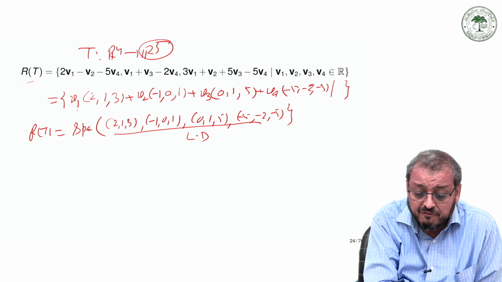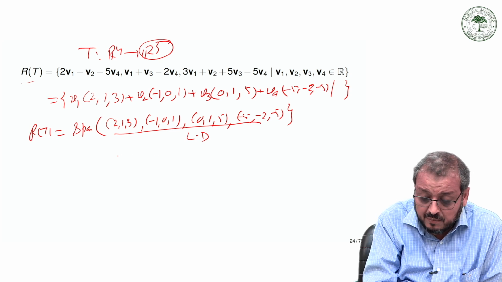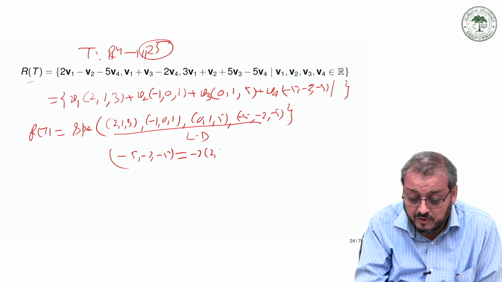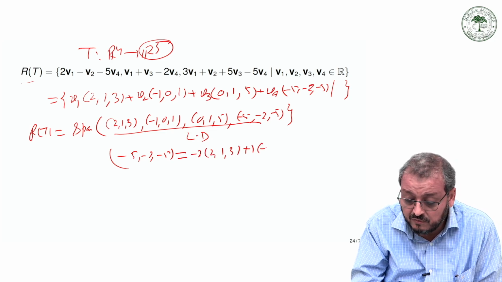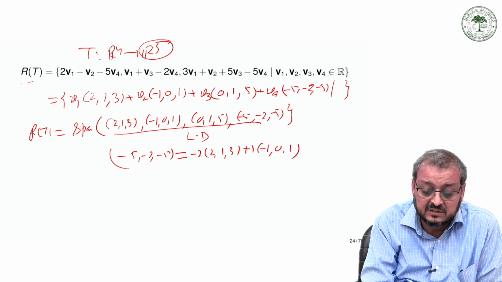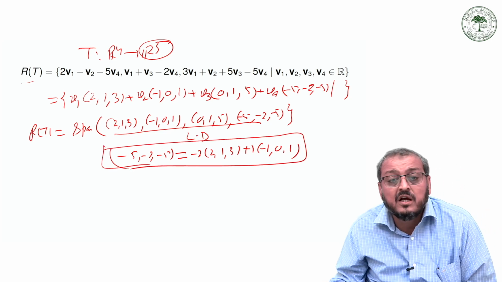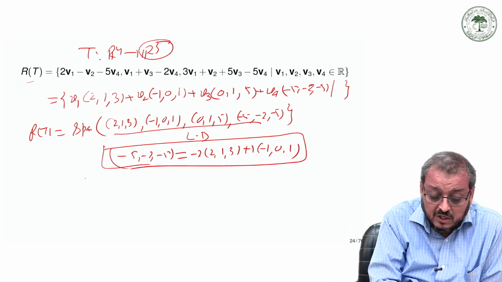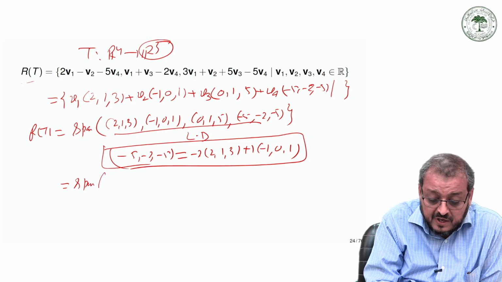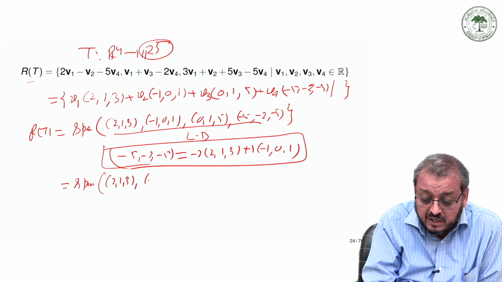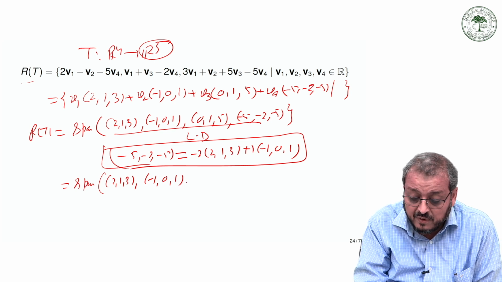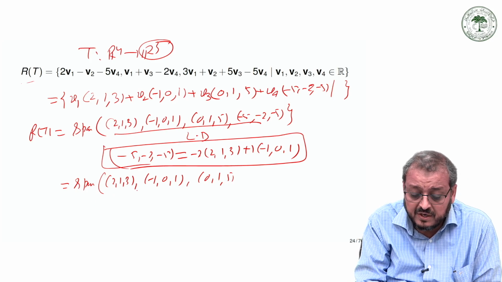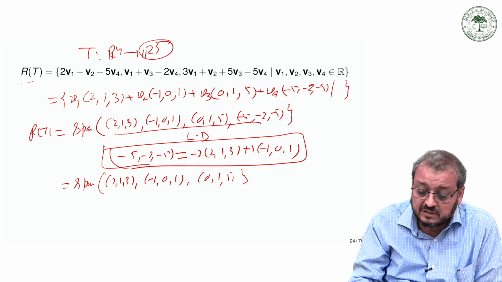If we check, this vector (-5, -2, -5) can be written as -2 times (2, 1, 3) plus 1 times (-1, 0, 1). So it is a linear combination of these two vectors, which means it is in the span of these, so we can exclude this vector. Now the span is (2, 1, 3), (-1, 0, 1), and (0, 1, 5). So the span is in this form.